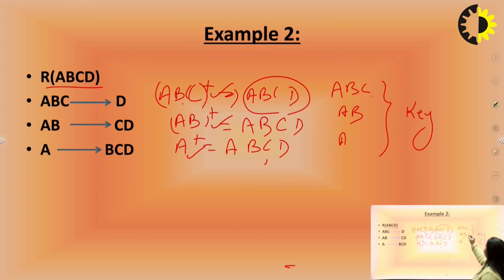So basically, A, B, C are not key, they are super key. Why? Because with the help of which we can uniquely identify rest of the tuples. So ABC is also a super key, AB is also a super key, A is also a super key. This is the concept of super key.